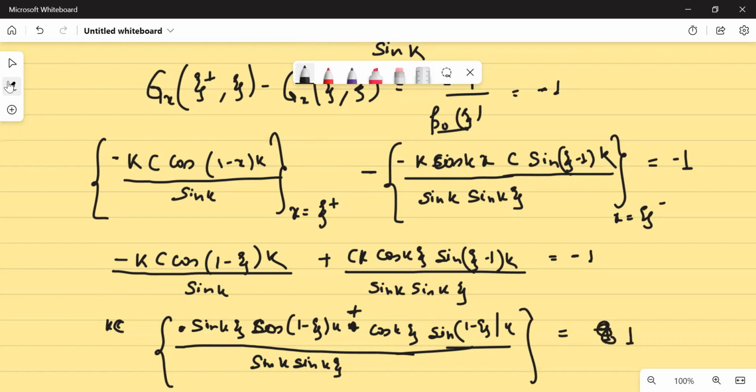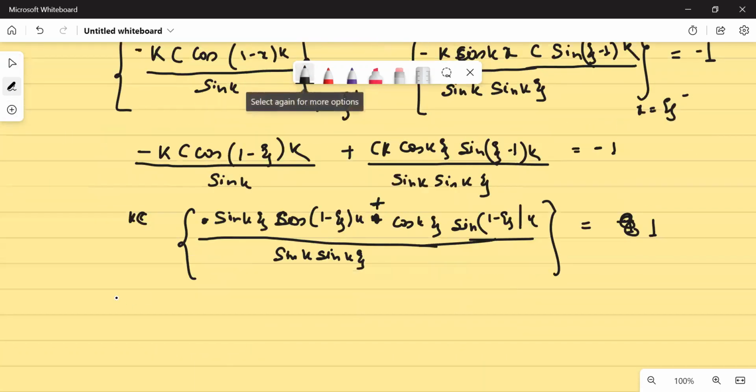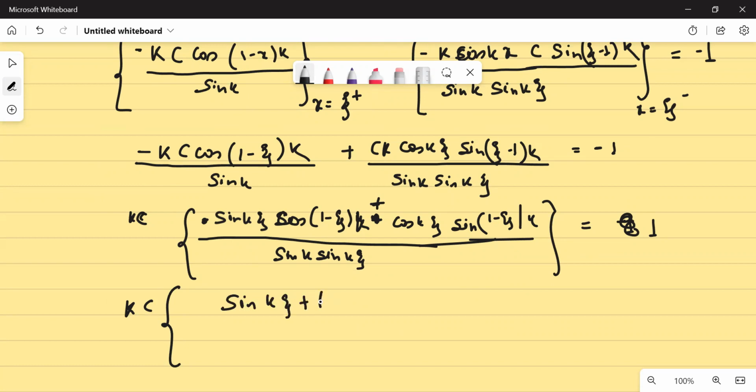Is that clear? So overall, it will be like kc, and the numerator part is sine k zeta cos 1 minus k zeta, sorry, k zeta and 1 minus zeta k. So it will be sine of k zeta plus 1, that is k, minus k zeta. So this is like the sine a plus b formula. So this will become sine k zeta. I think again there would be zeta. Is there some zeta somewhere? No.